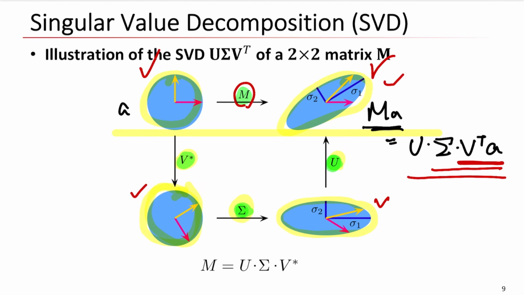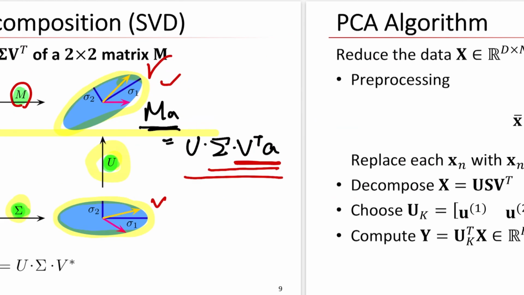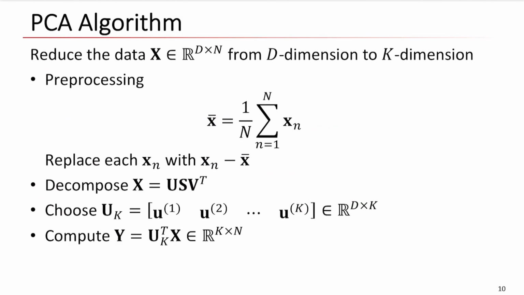In PCA we will use this U matrix. Let's look at the SVD PCA algorithm. The goal is to reduce the data matrix X, of size D by N, from the d-dimensional space to the k-dimensional space, something like 3D to 2D or 2D to 1D.